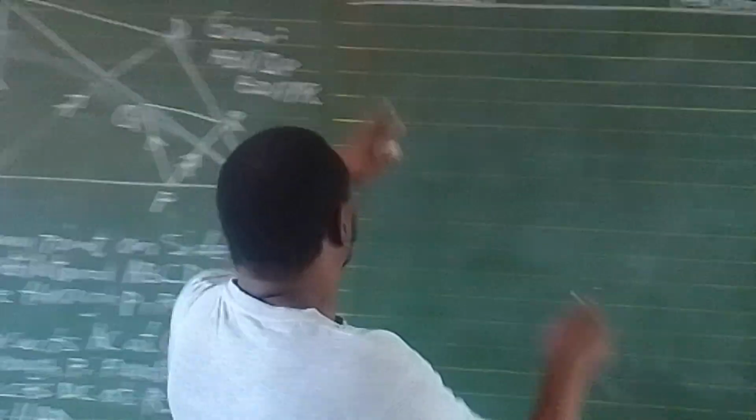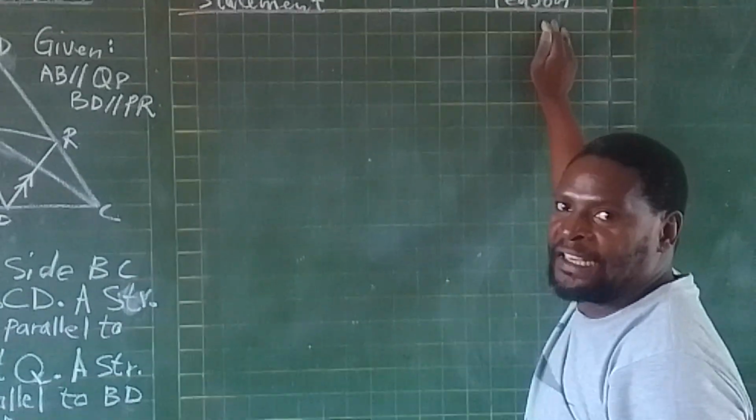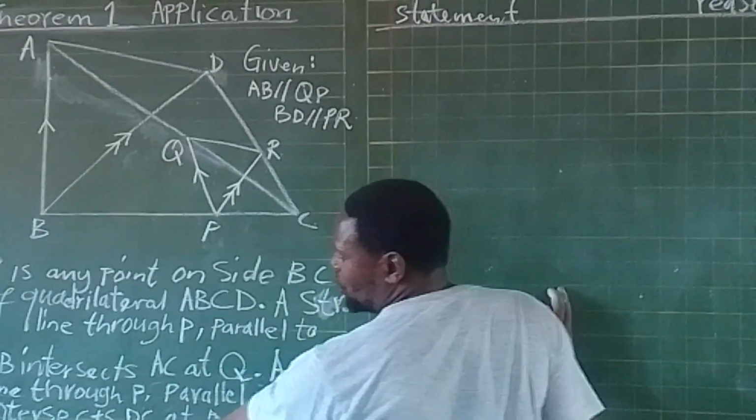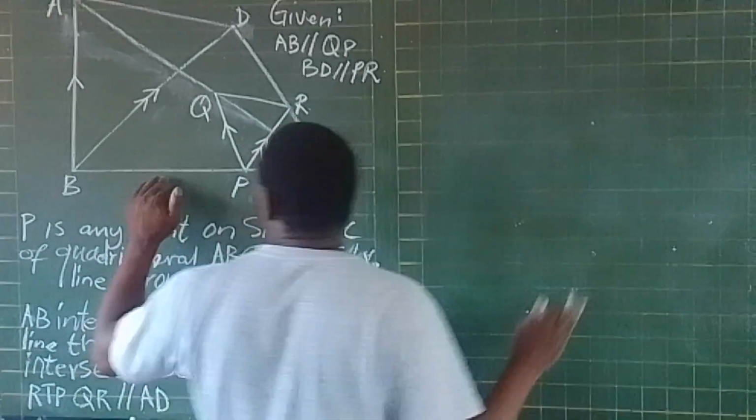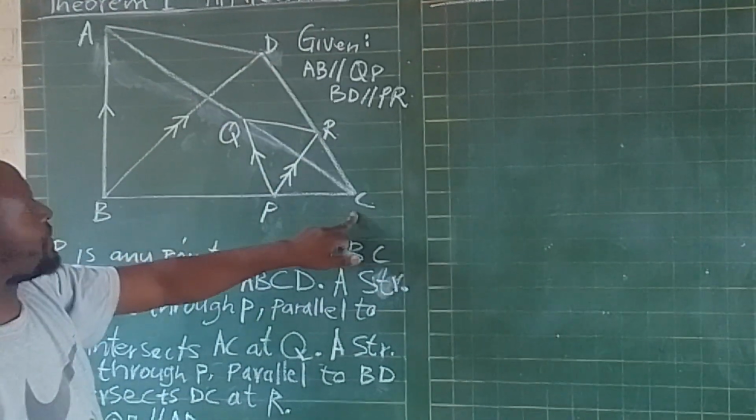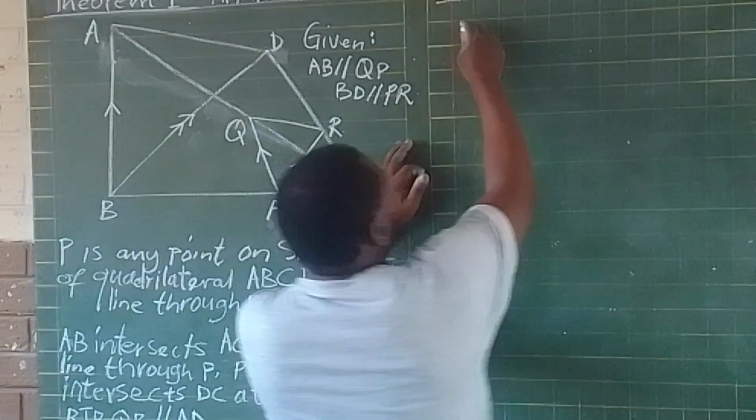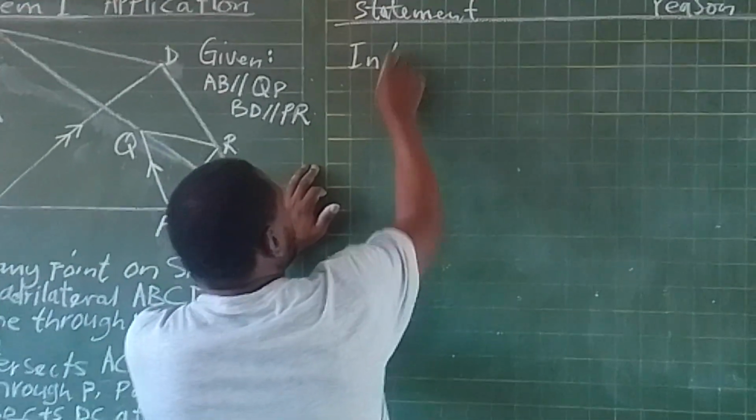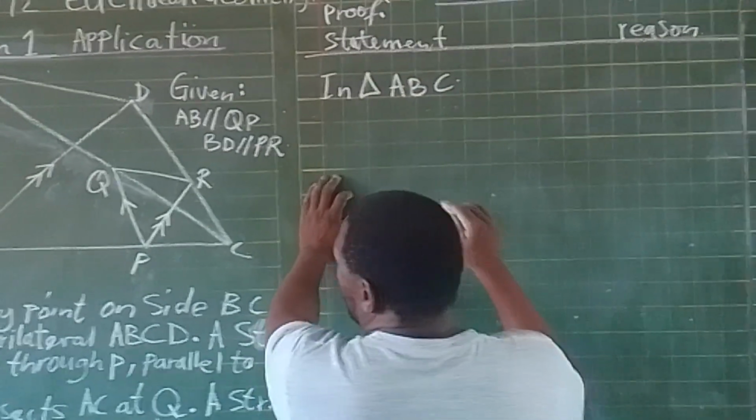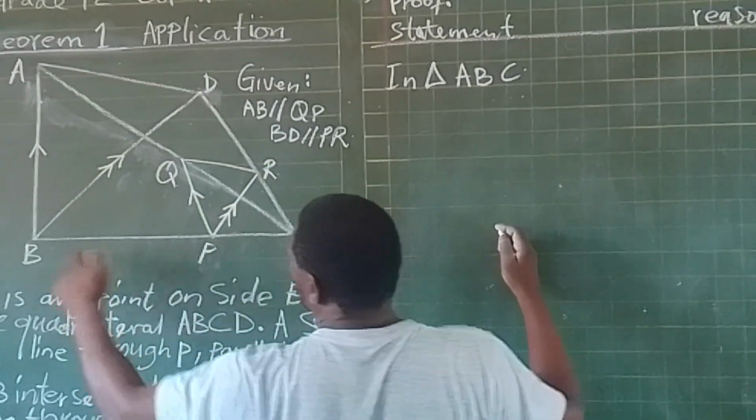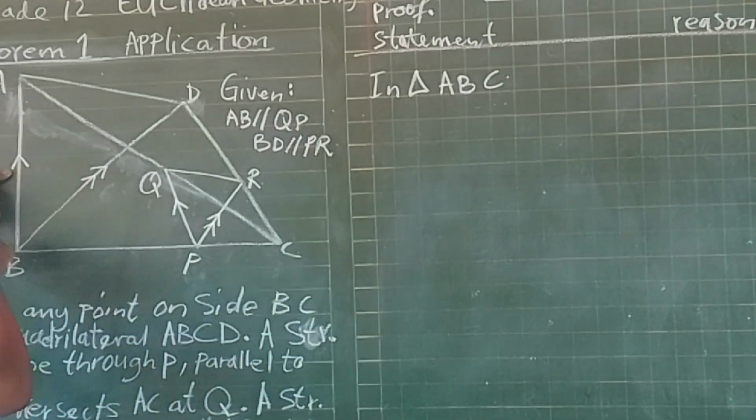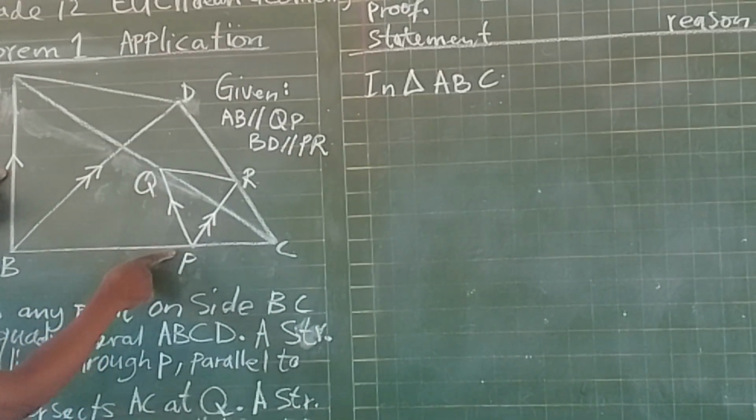Now, coming to proof, we start with the statement and come with the reason. If you can check, we have two triangles that are going to link us to get to QR parallel to AD. Which triangles? Triangle ABC and triangle BDC. Right, let's start in triangle ABC. What do we have there? You see, in ABC, you know that AB is parallel to QP.